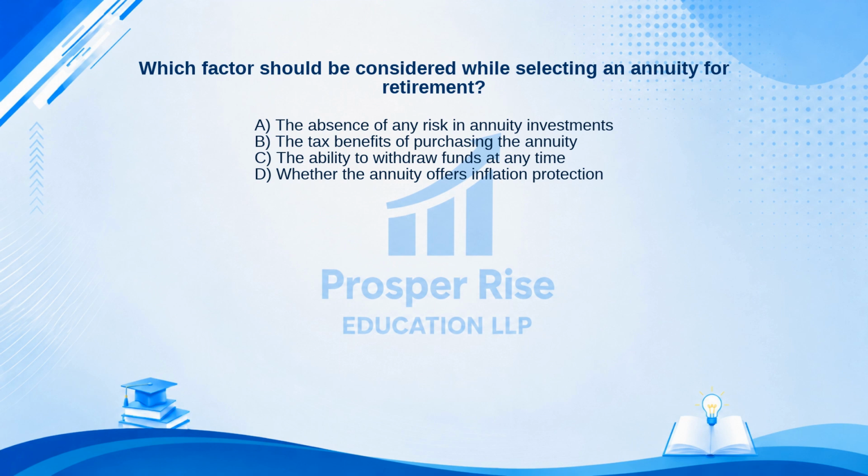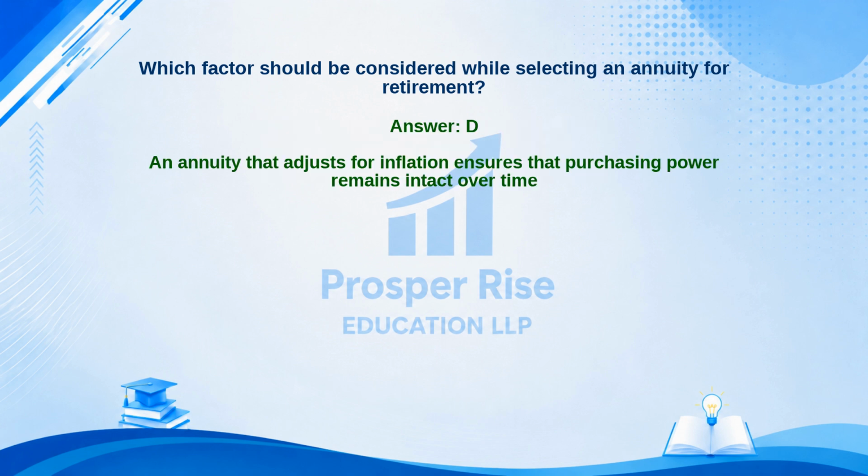Take a moment to pause the video and decide. The correct answer is Option D. Let's see why. An annuity that adjusts for inflation ensures that purchasing power remains intact over time.